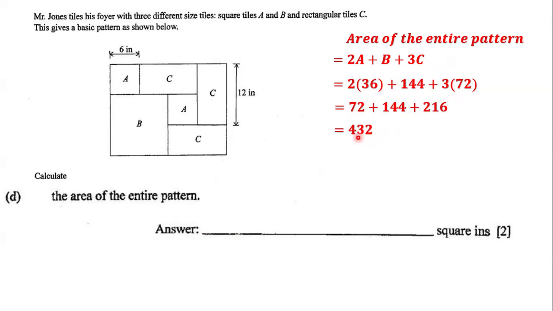And so that means that the area of the entire pattern is going to be 432 square inches, or 432 inches squared. And that's going to be the answer for this question.